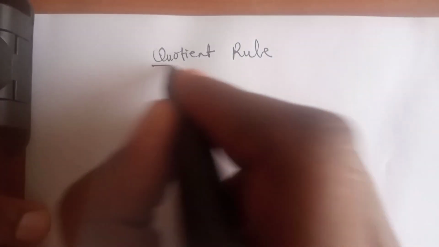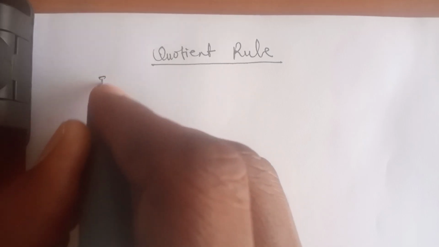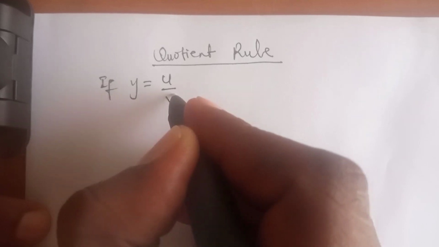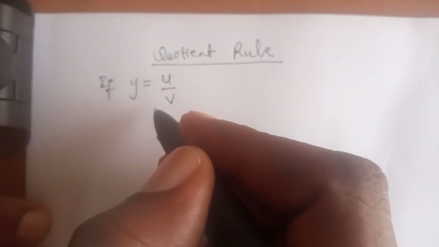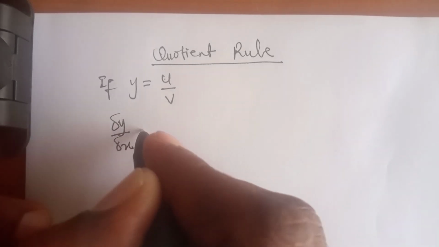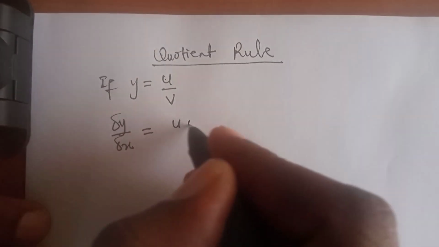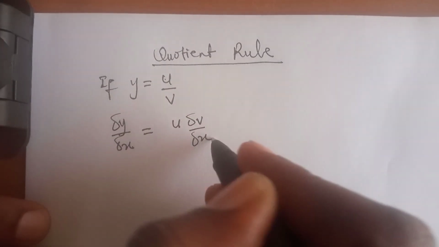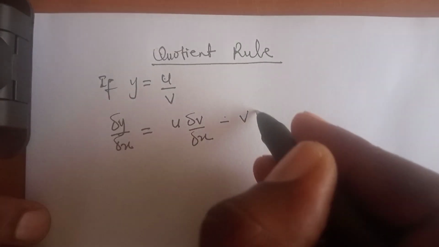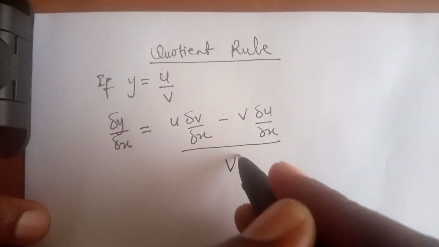All right. We'll start with quotient rule. Now, quotient rule says if y depends on two particular functions, u over v, if the relationship between them is division, then the differentiation will be, dy dx will be u dv dx minus v du dx over v squared.